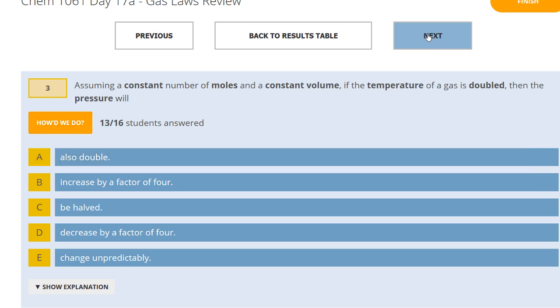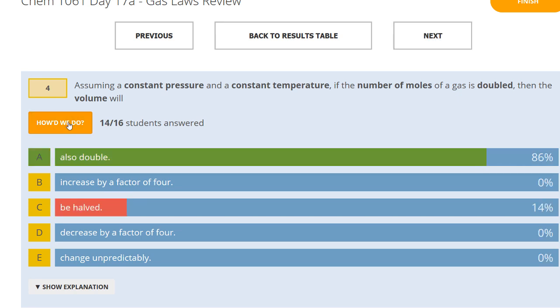Assuming a constant number of moles and a constant volume, if the temperature of a gas is doubled, then the pressure will double as well. And that's because pressure and temperature are directly proportional. Assuming constant pressure and constant temperature, if the number of moles of a gas is doubled, then the volume will double as well, because the number of moles and the volume are directly proportional.